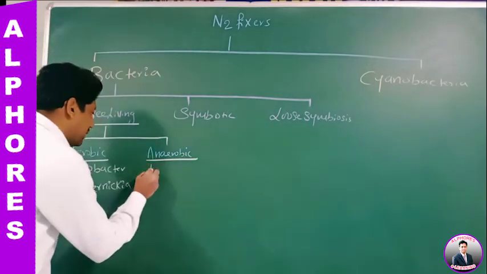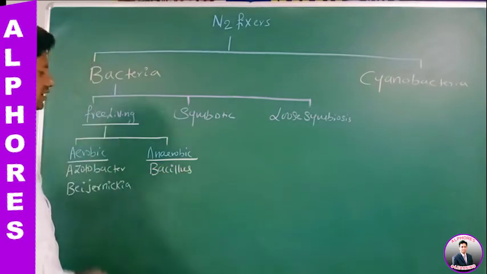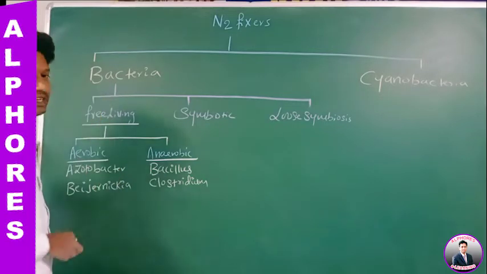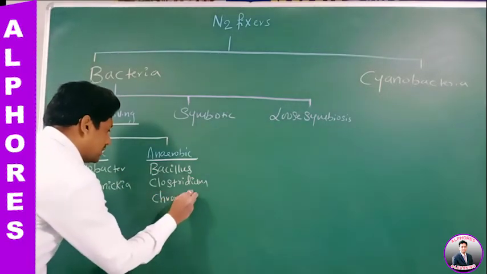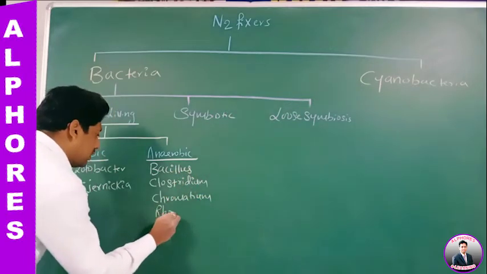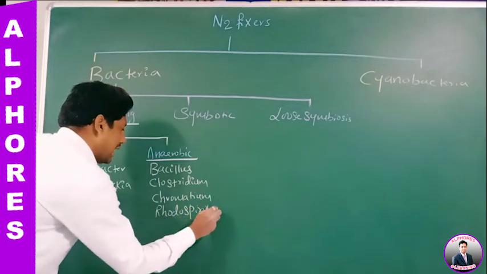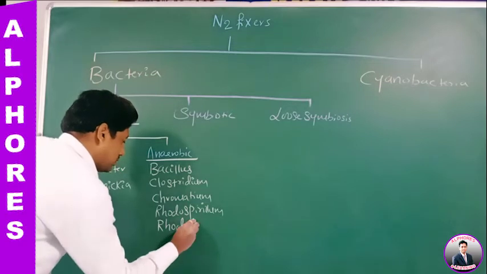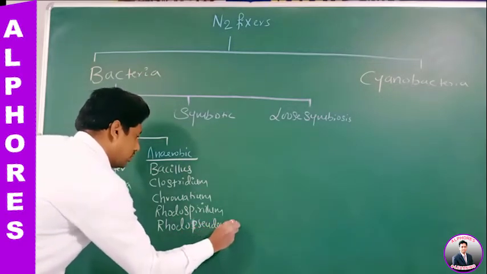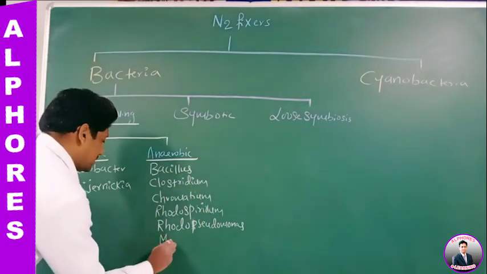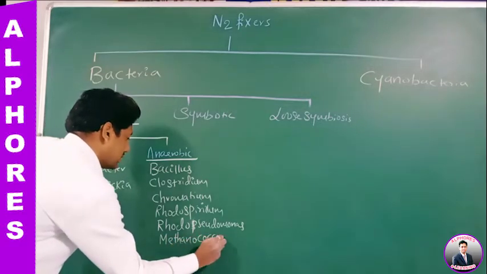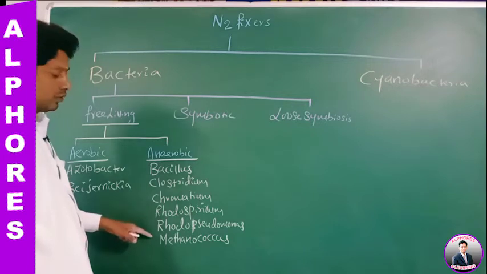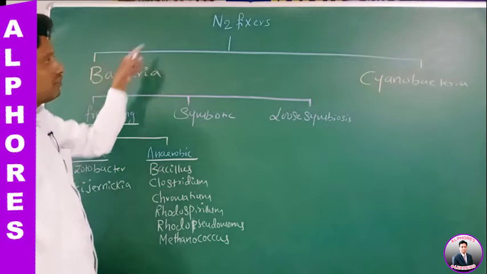Now go for anaerobic. Number 1, Bacillus. Bacillus is a saprophyte. Number 2, Clostridium. Next, Chromatium. Next, Rhodospirillum, spirally coiled. Next, Rhodopseudomonas. And the last one is Methanococcus. Therefore, Bacillus, Clostridium, Chromatium, Rhodospirillum, Rhodopseudomonas and Methanococcus are all anaerobic free-living bacteria which act as nitrogen fixers.